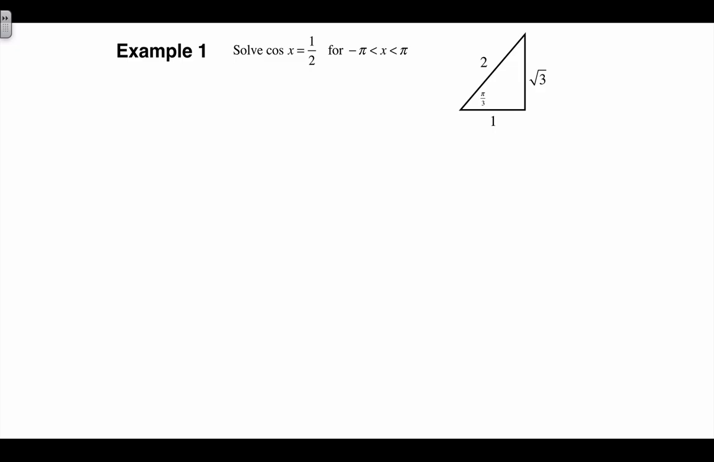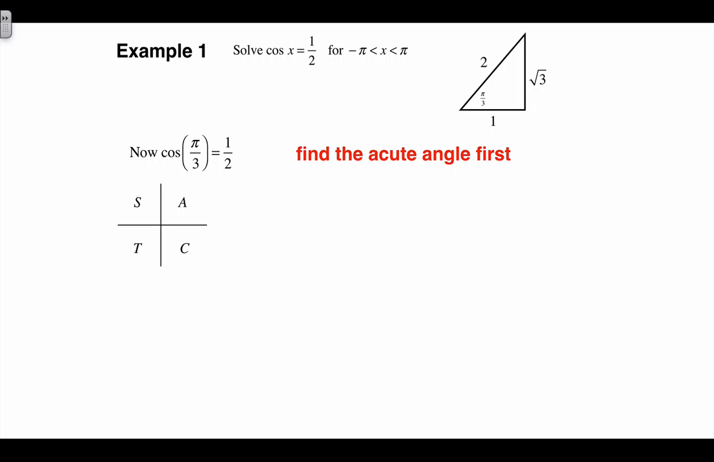So remembering our special triangles, we can see that cos of pi on 3 is a half, and from there that's finding the acute angle first, obviously. And from there we have to look at which quadrants we might be interested in. Now we're going from minus pi to pi, which starts and goes around a whole revolution, but from minus pi to pi. So it's still a full revolution here.